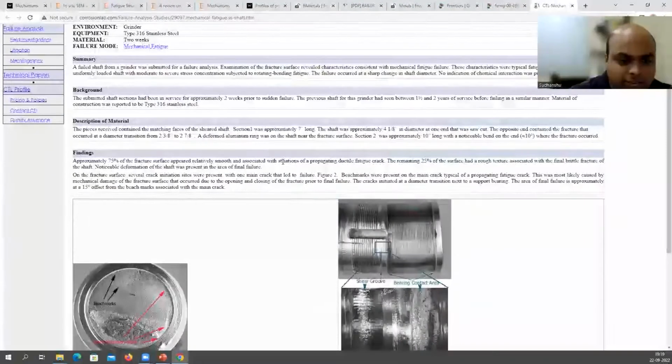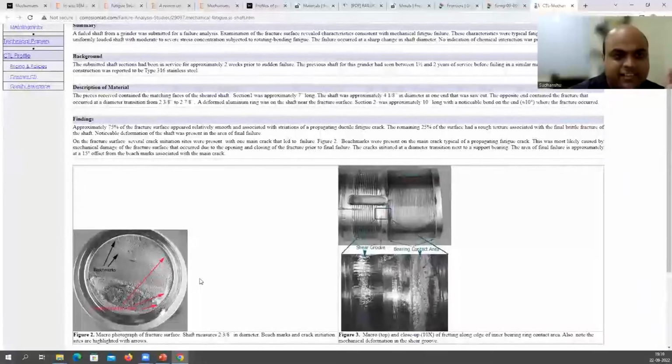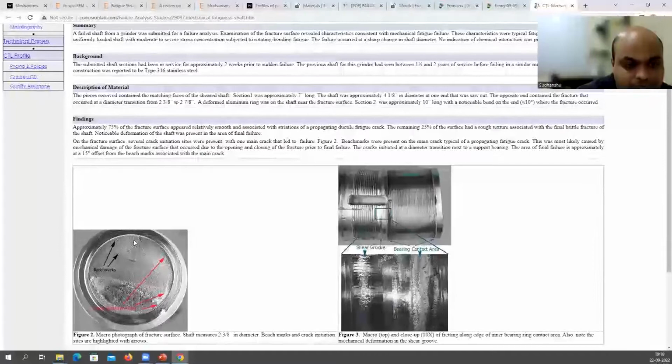Now this is another one. This is a very nice image, right? You can see this is a smooth surface, and this is the rough surface. Here you have fatigue crack propagation and then final fracture has occurred here, right? Now this is your crack initiation site. Then again, here is your crack initiation site and here is your crack initiation site. This region here is your rough zone. And you can see these beach marks.